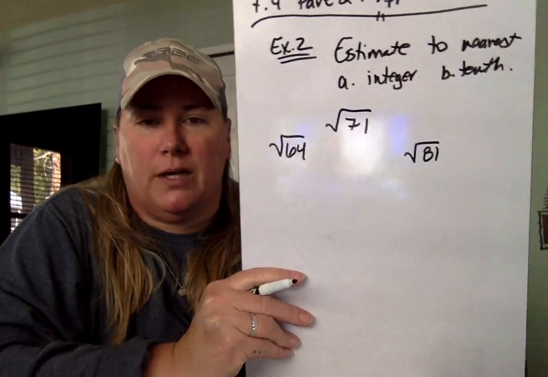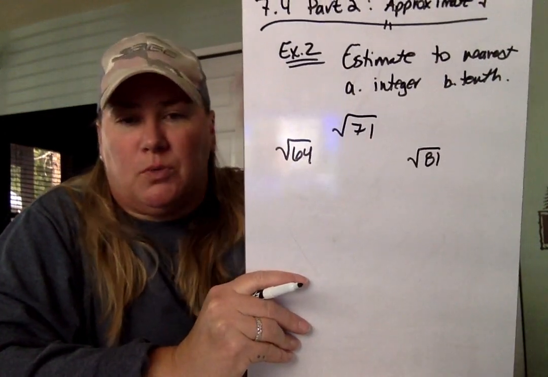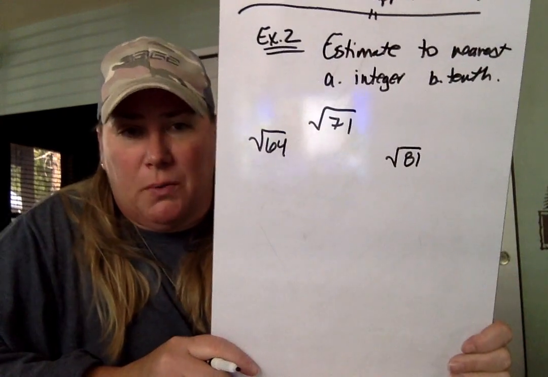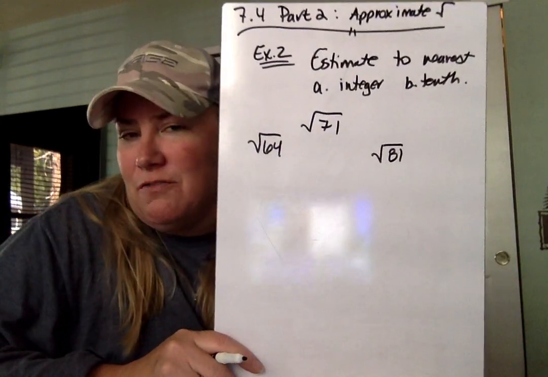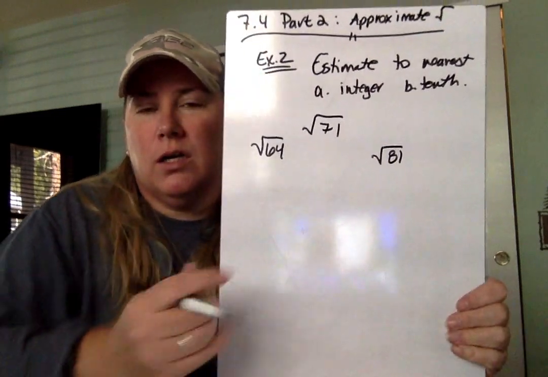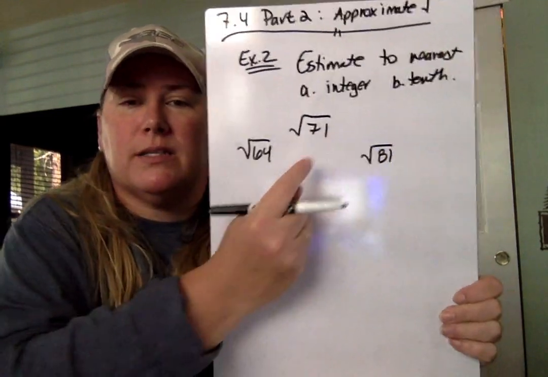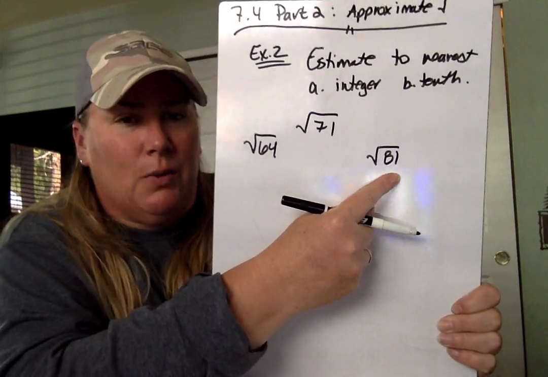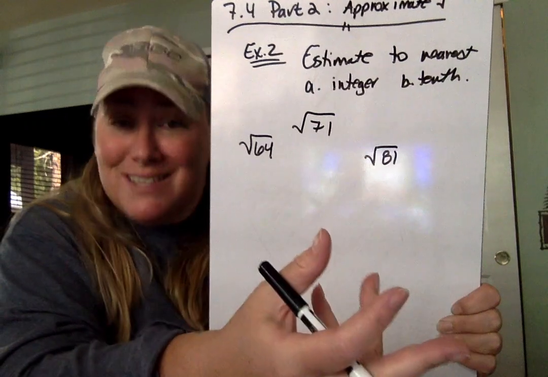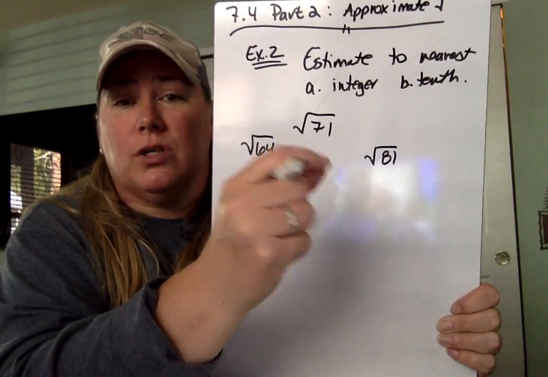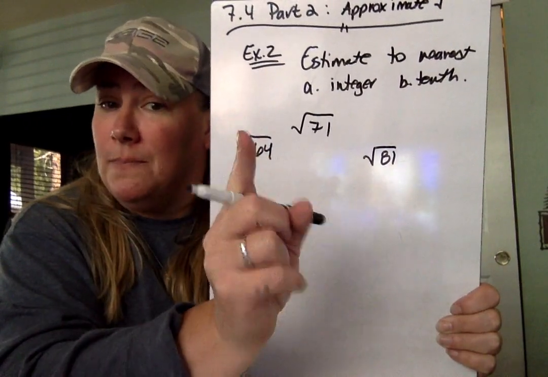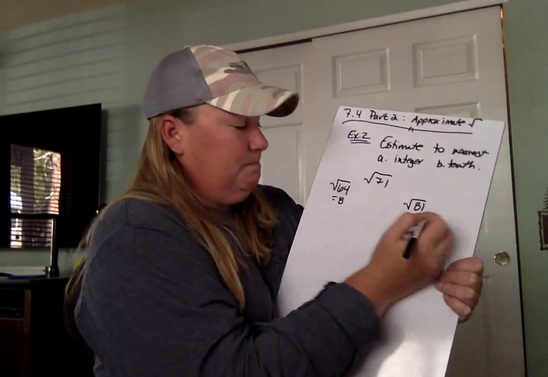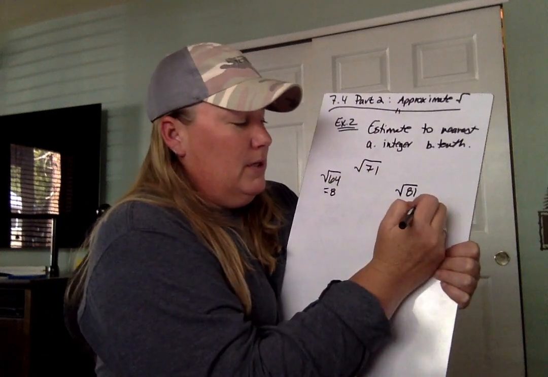So you're going to put it in between the perfect square that's below it and the perfect square that's above it. And since for the first part we want the nearest integer, now we have to figure out how far 71 is from 64 and how far away it is from 81, because this will give us a better idea on if it's closer to this integer or that integer. So let's first take the square root of 64, which is 8, and the square root of 81, 9.